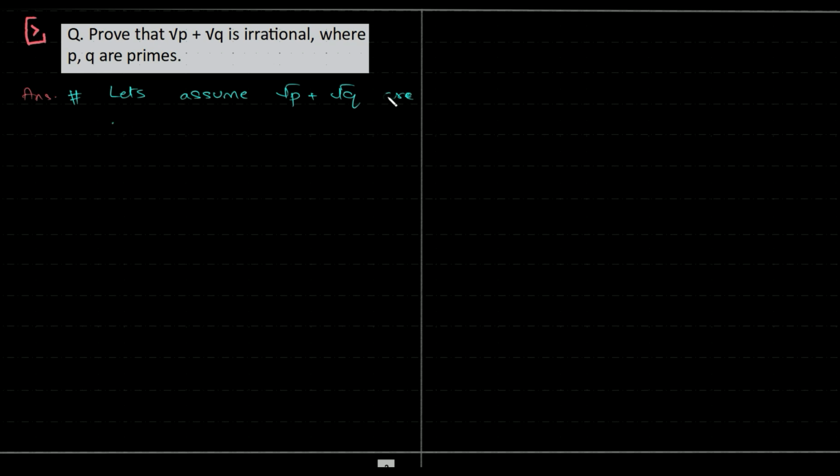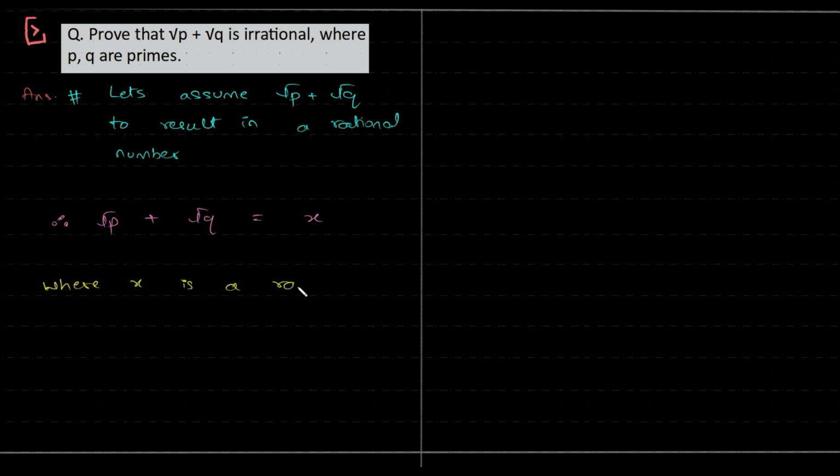rational. Let's assume the result is a rational number. We'll assume that. Okay. So we have therefore root p plus root q is equal to x. So what is x over here? Where x is a rational number.